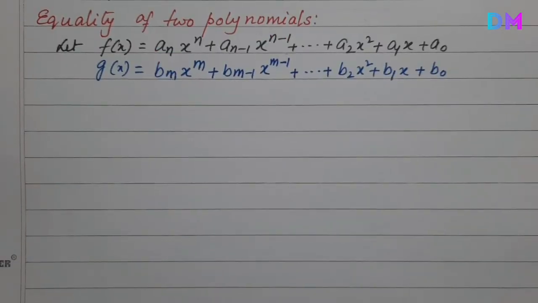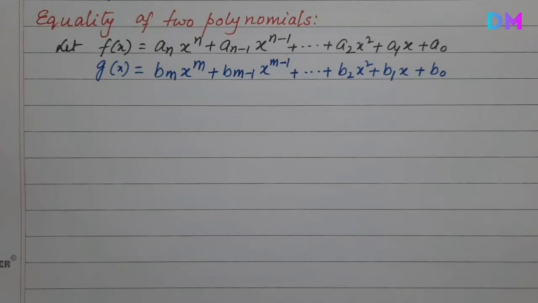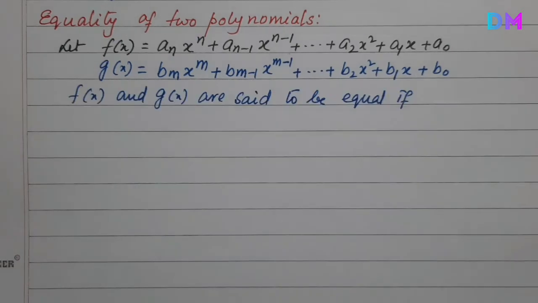Now let f(x) and g(x) be two polynomials, where f(x) equals a_n x to the power n plus a_(n-1) x to the power n minus 1, and so on, a_2 x square plus a_1 x plus a_0, and g(x) equals b_m x to the power m plus b_(m-1) x to the power m minus 1, and so on, b_2 x square plus b_1 x plus b_0.